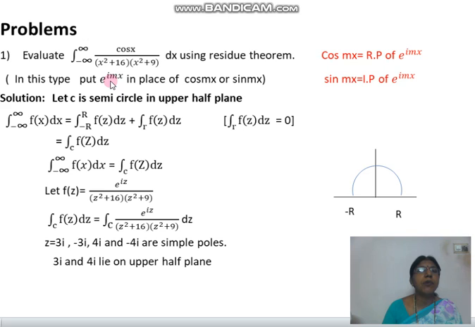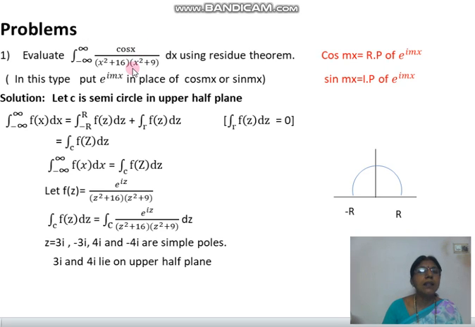In this type of problem, suppose with x terms there is cos x or sin x. In place of cos x or sin x you put e power imx. Here cos 1x is there, and cos 1x means m is 1. Now you put in place of cos x, e power ix, since m is 1. Now what is the given function? E power ix by (x square plus 16)(x square plus 9). That is f of x.